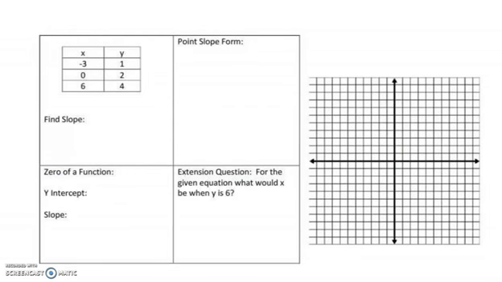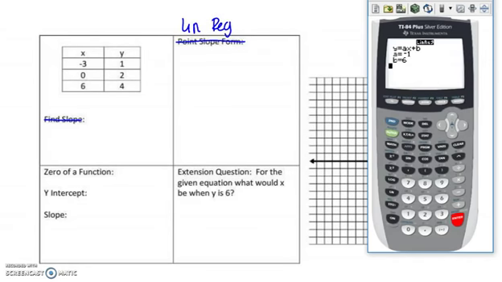Same thing, we're not finding slope and we're not doing point slope form. We are doing lin reg, at least on this note video. So, go to my calculator. We do stat edit. I clear out all the stuff that's in there. Love it, and I just type it in. So negative 3, 0, and 6. And then 1, 2, and 4 on the other side. Perfect.